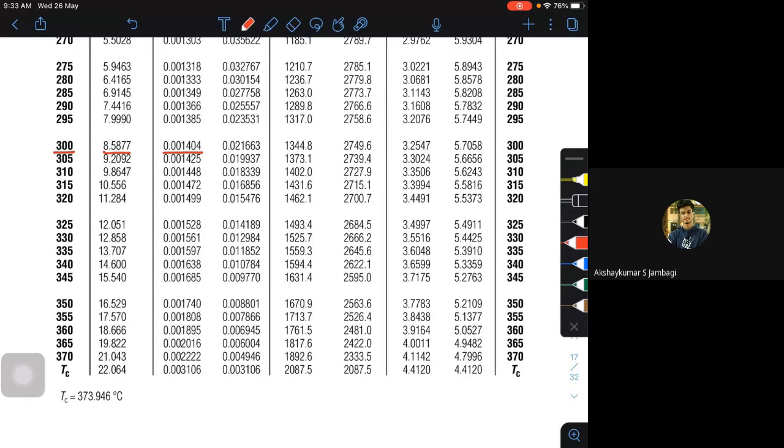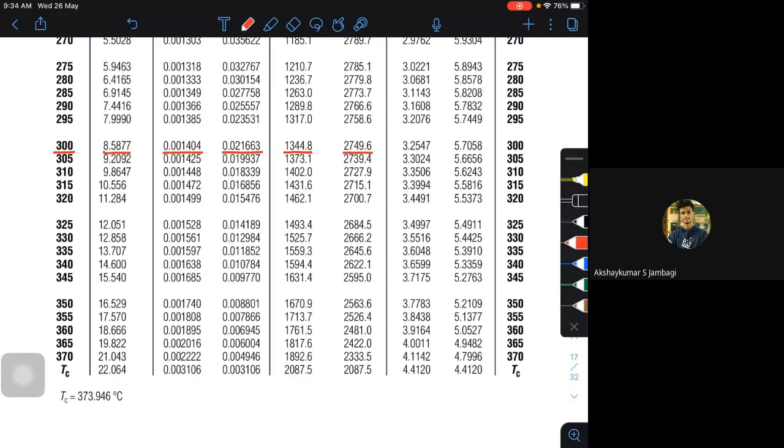Then what is the specific volume of the vapor? It is 0.021663, but what I have given is 0.0216, up to 4 decimals. I'll round it off. Then enthalpy of the liquid is 1344.8, or 1345, so there's a slight decimal change. Then the enthalpy of the vapor is 2749.6. Depending upon the formula or extrapolation they use, I have given the value of 2751.